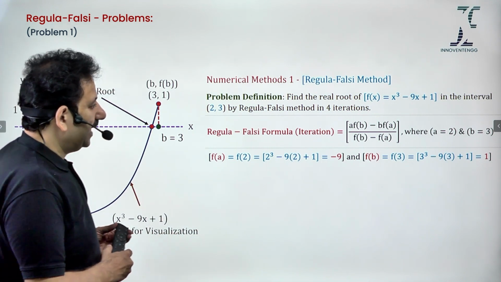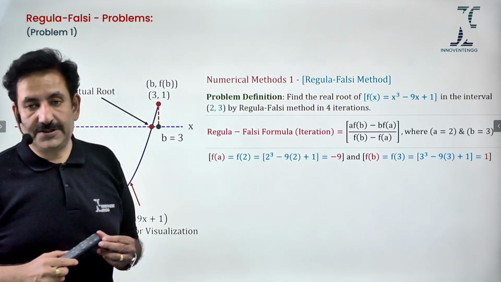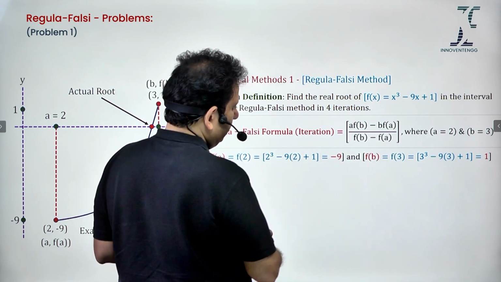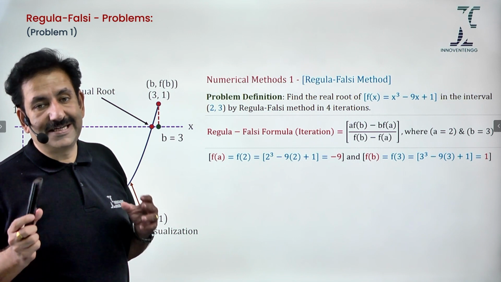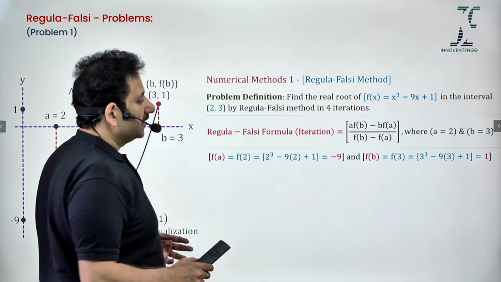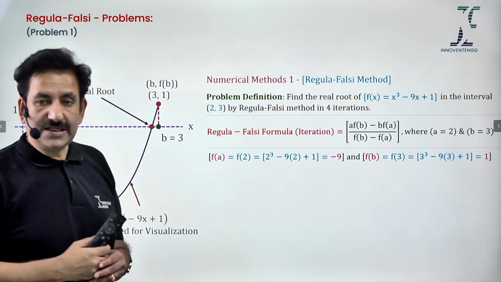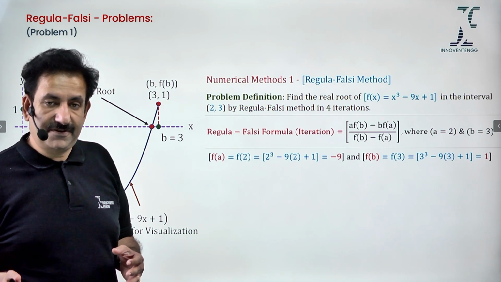Now the problem on hand is this cubic equation whose root we are trying to estimate. That is x cube minus 9x plus 1. A cubic equation would possibly have 3 roots, but here we are interested in one of the roots that lies in the interval 2 and 3. And what is the criteria for assuming these two values of x for the function?